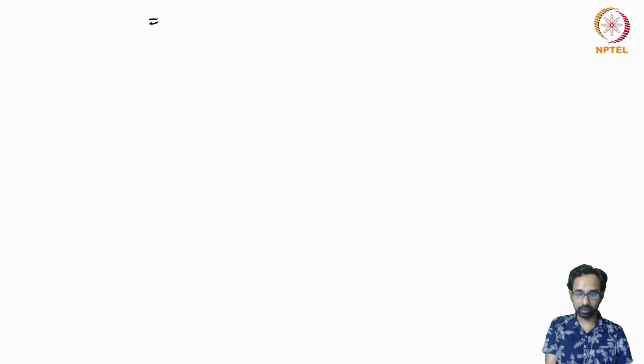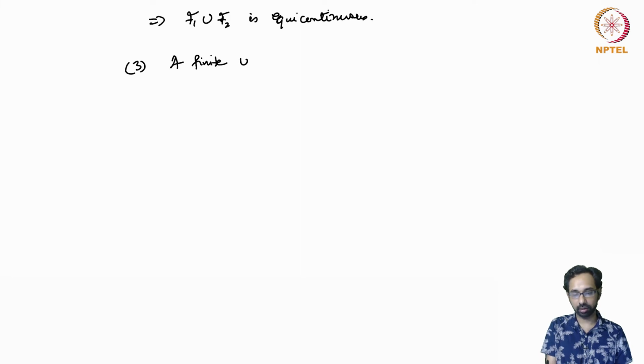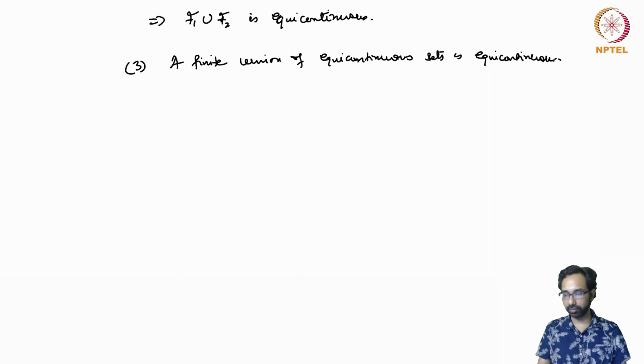So this shows that F1 union F2 is equicontinuous. So an immediate corollary is the remark that a finite union of equicontinuous sets is equicontinuous, just by induction and the previous result.